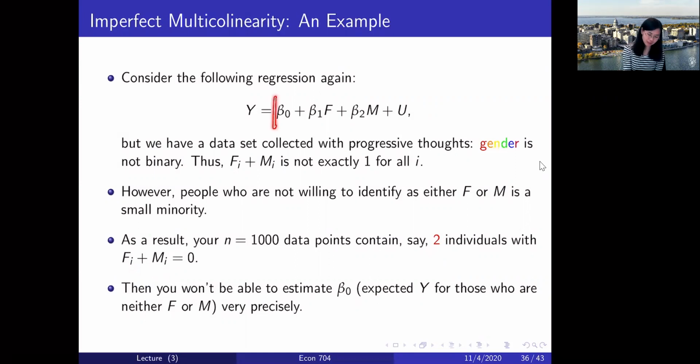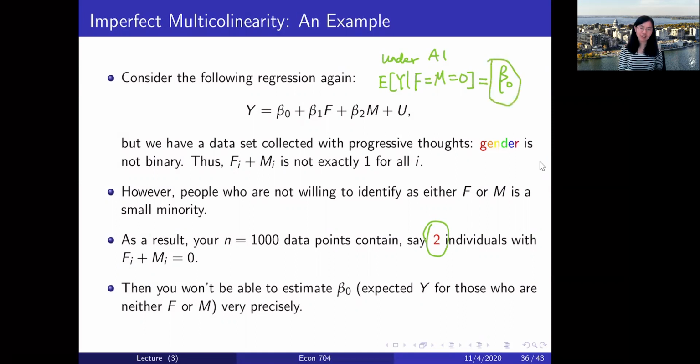However, you won't be able to estimate beta zero very accurately. Why beta zero? The reason is beta zero is the expected Y for those who are neither female nor male. So under the first assumption, that E[u given F and M] equals zero, under A1, E[Y given that the person is non-binary, not female or male] equals beta zero. So beta zero is the expected Y for those who are non-binary, but you have only two individuals who are non-binary in your data set. With a sample size of two, you are not able to estimate this expectation very precisely.